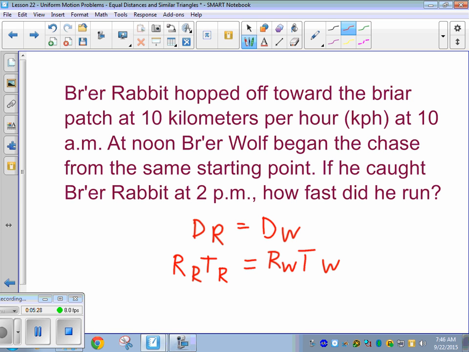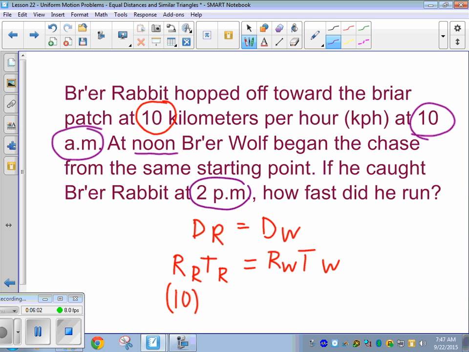All right, so let's figure out what we can plug in. Anybody have something we could plug in on this problem? Ethan? Good. So the rabbit hopped off at 10 kilometers per hour. So the rate of the rabbit is 10. So I'm going to plug that in here. Okay, and now we've got some times that we're going to have to think about, right? So Briar Rabbit hopped off. He left at 10 a.m. All right? And the other guy left at noon, and they caught each other at 2 p.m.